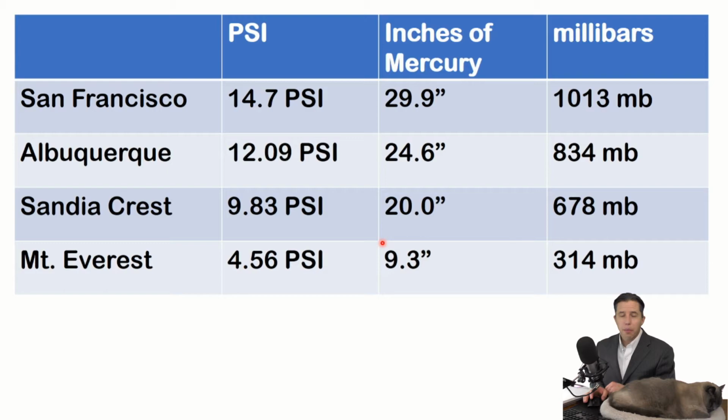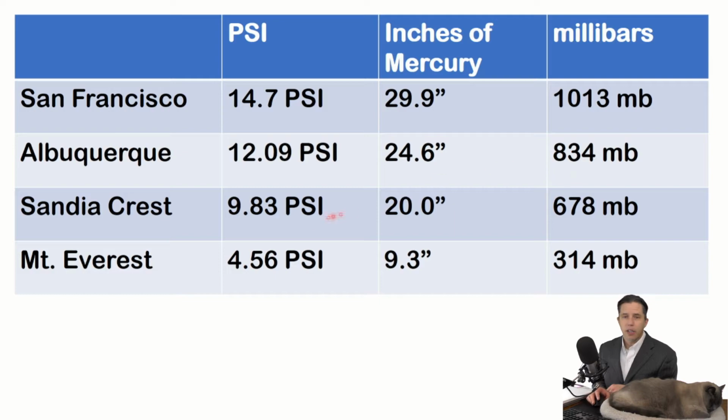Because air pressure varies with height, we could write out what the air pressures would be at some different locations on Earth. At sea level, say for San Francisco, like we already said, it's about 14.7 psi. That's pretty close to 30 inches of mercury if you're using the Torricelli barometer. In millibars, that's 1,013. As you go up to Albuquerque, the pressure is about 12 psi, which is about 24.5 or so inches of mercury, and about 834 millibars.